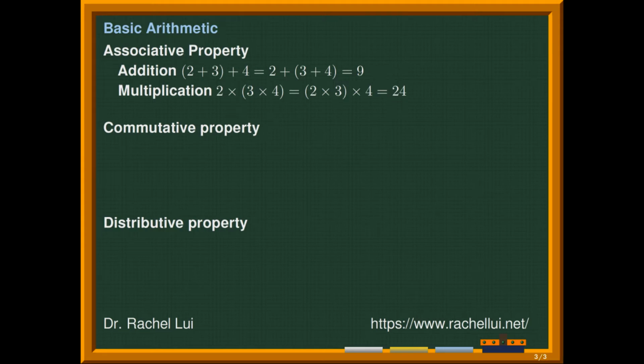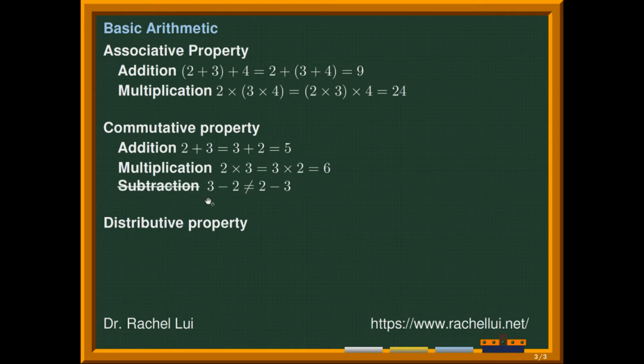So what is the commutative property? The commutative property means you can interchange the numbers and you still get the same result. Say in addition, you can do 2 plus 3, which is the same as 3 plus 2. In multiplication, you can do 2 times 3, which is the same as 3 times 2. But you can't do it in subtraction. Say 3 minus 2 is not the same as 2 minus 3. You cannot do it in division as well.